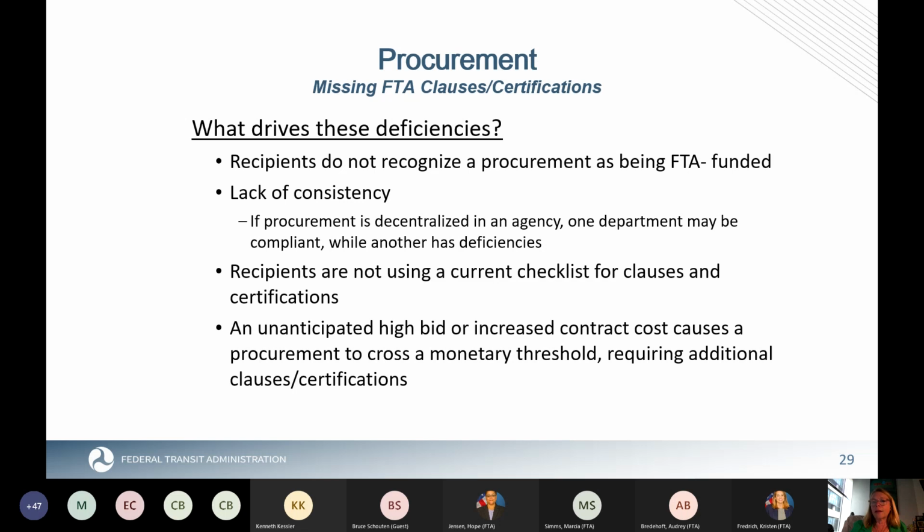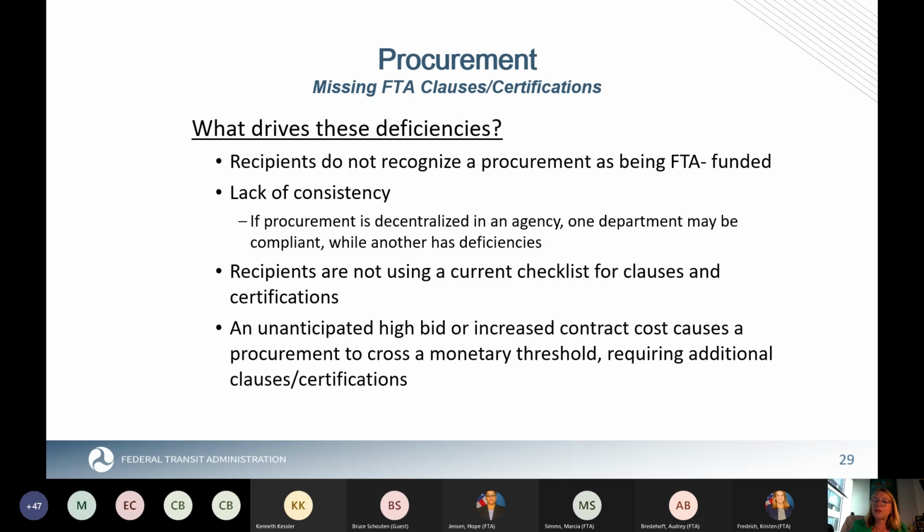Another area for lack of consistency in this area is for those of you who have subrecipients, making sure that when they're spending your FTA money on procurements, they're including things such as clauses and receiving certifications. Another driver is that an unanticipated high bid or increased contract cost could kick you up over one of the thresholds for which you should have collected, or may need to go back and collect, these certifications.